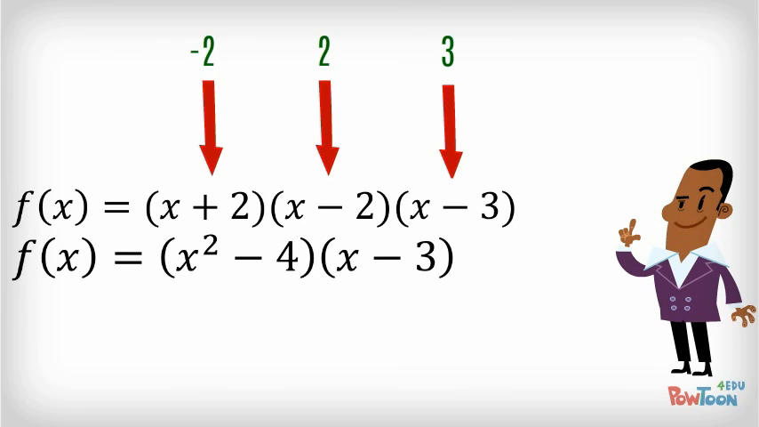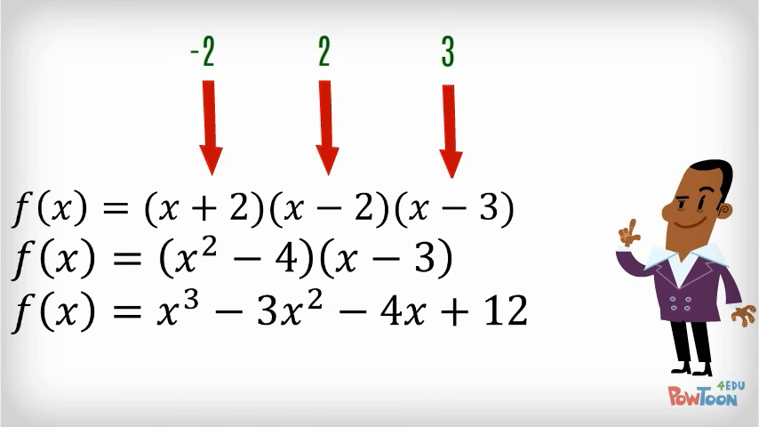So be careful when you're multiplying. Make sure you FOIL it or distribute the polynomials correctly. Now x squared minus 4 times x minus 3, if you multiply that out, distribute it, you end up with x cubed minus 3x squared minus 4x plus 12, a polynomial in standard form, given the zeros, negative 2, positive 2, and positive 3 at the beginning of the problem. So make sure you go all the way to standard form.